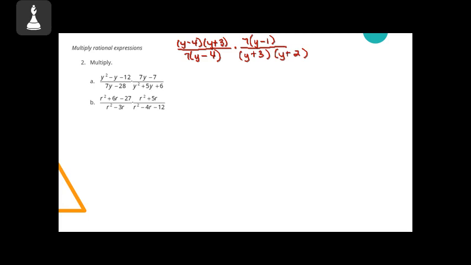All right. Next, we can cancel something on top with a piece on bottom. We can treat this as a whole fraction here. So 7 can cancel with 7. Y minus 4 can cancel with y minus 4. Y plus 3 can cancel with y plus 3. So all that's left is y minus 1 over y plus 2.